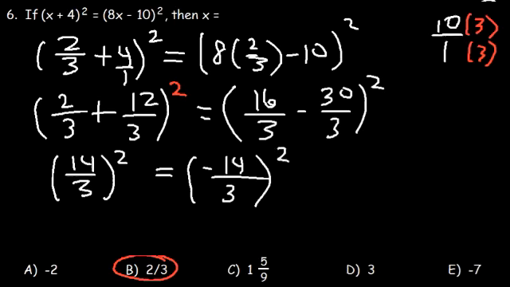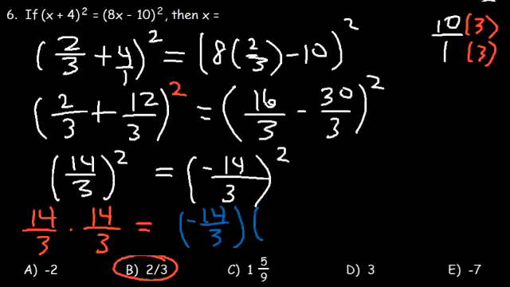So on the left side, we have 14 over 3 times 14 over 3. That's what 14 over 3 squared means. Now on the right side, we have negative 14 over 3. So that means that we have two negative numbers. Negative 14 over 3 times negative 14 over 3.